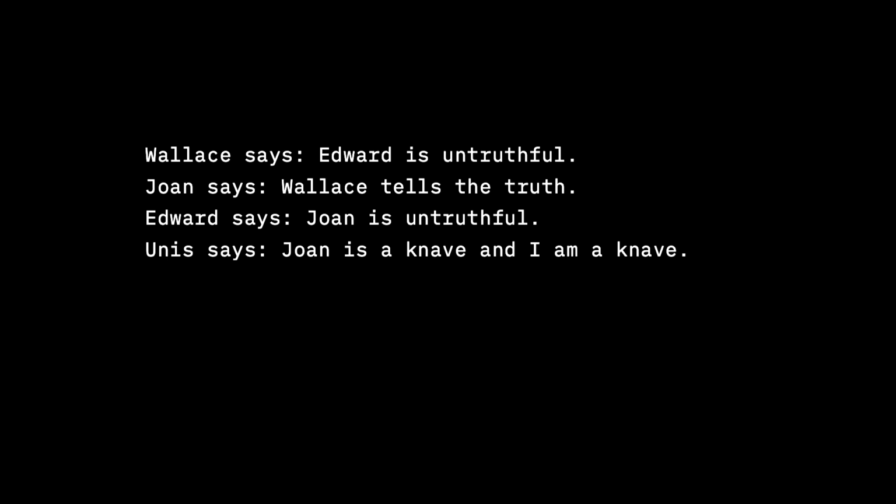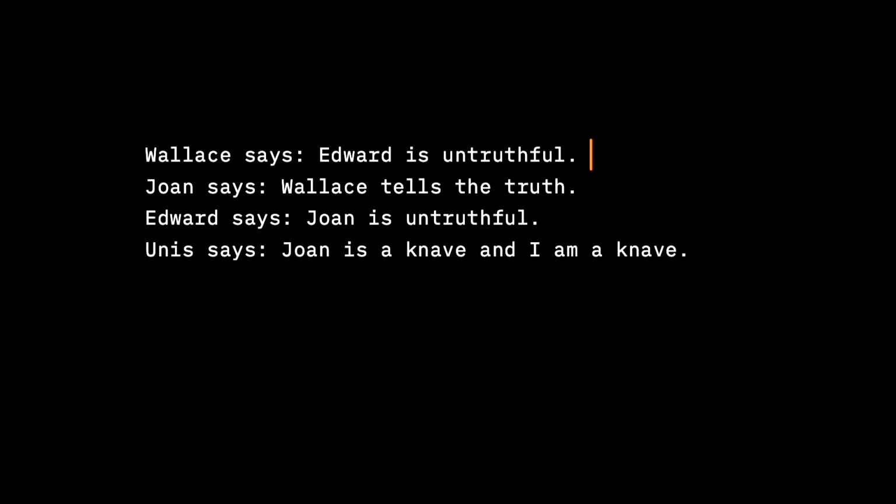Okay, so this is one of the intermediate difficulty examples I've got from the online generator. So now we're meeting 4 people: Wallace, Joan, Edward, and Eunice. Okay, they're each telling us something. So we're going to have to think a little bit about what each is saying. They're not straightforwardly saying this person's a knight or a knave.